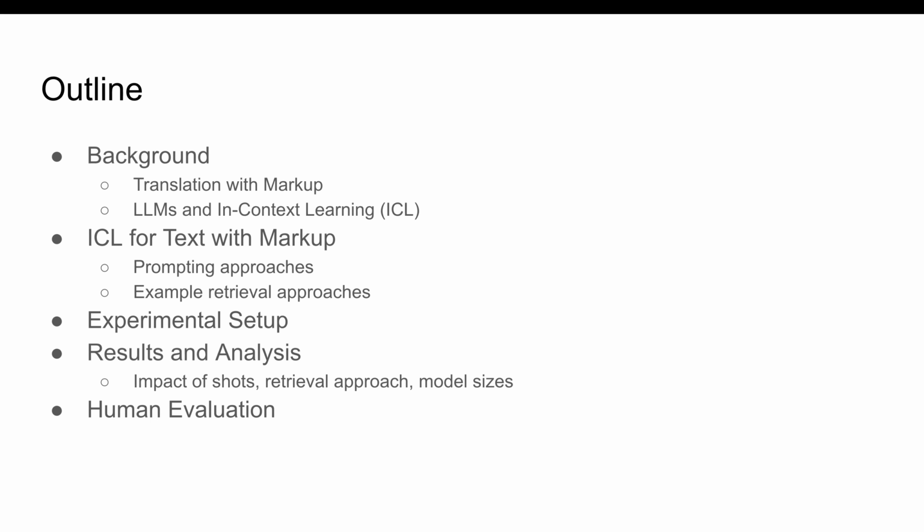In this talk, I'll first give a background about translation with markup and LLMs and in-context learning, following which I will talk about in-context learning for text with markup, where I'll talk about the prompting approaches and example retrieval approaches that we used in our work. I'll describe the experimental setup and then go into the results and analysis, where I'll discuss the impact of shots, retrieval approaches, and model sizes. And finally, I'll talk about the human evaluation that we did.